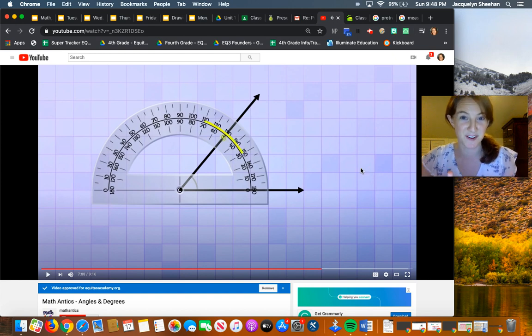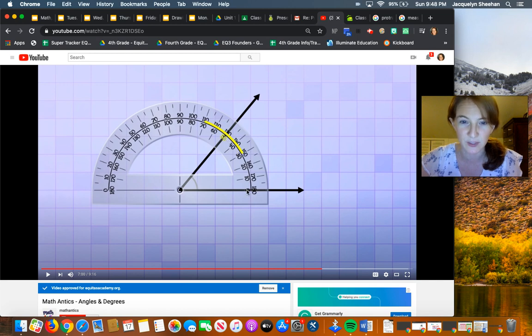Now careful. It's really important that you ask yourself first, is this an acute angle, a right angle, or an obtuse angle, to know which measurement you're reading. So notice how there's numbers on the bottom, and then there's numbers on the outer side. Wherever you are lined up at 0, wherever you're starting, that's which numbers you're looking at.